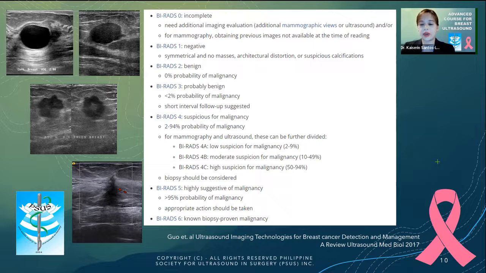BI-RADS stands for Breast Imaging Reporting and Data System. It is a tool established to standardize reporting and, as mentioned, to summarize, to have a universal language between sonologists, radiologists, and surgeons, to facilitate communication, diagnosis, and to determine the appropriate management for the identified lesion.